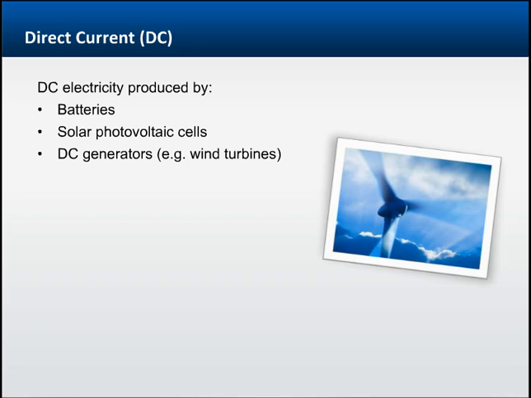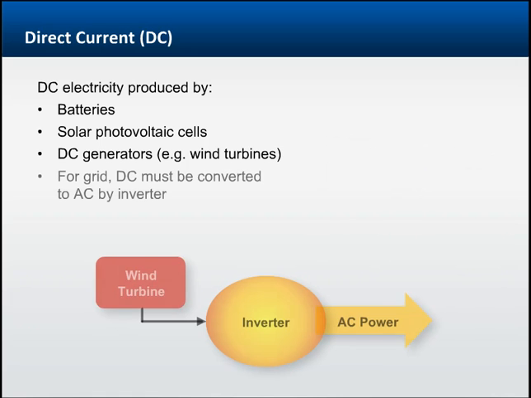Using DC generators can be problematic since the electrical grid operates on alternating current. And so, when used in the grid, DC power must be converted to AC using a device called an inverter.